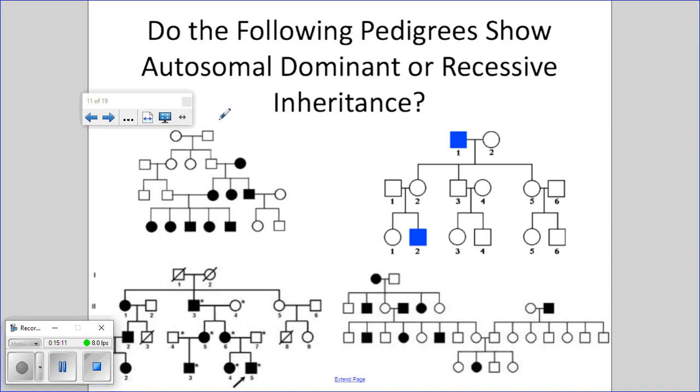All right, so in the first pedigree, is it autosomal dominant or recessive? Here we have an affected female having children with an unaffected male, and all of the children are affected. This affected individual has children with an unaffected male, and all of the children are affected, which strongly suggests that this is autosomal dominant.